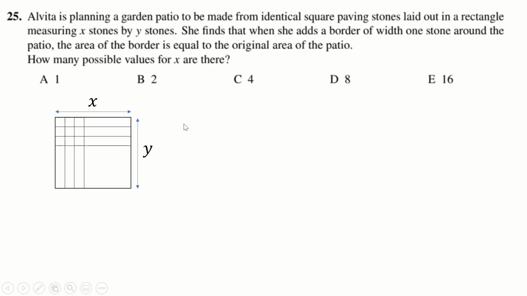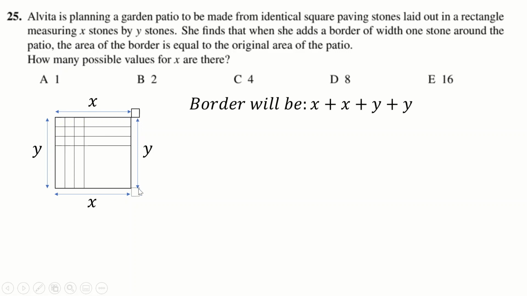And now she's going to add a border to all of these. So it's tempting to say that the border will be x plus y plus x plus y stones, if you add a stone all the way along here and down here and so on. But that's not quite right, because if you put a stone here at the end and then here, you'll have missed one stone there. So you need to do x plus y plus y plus four cornerstones. And then you have the whole border.